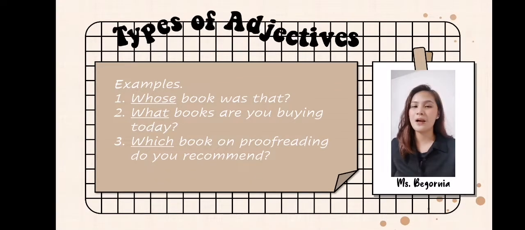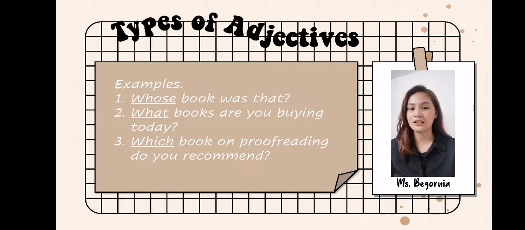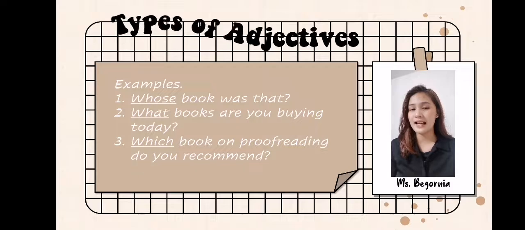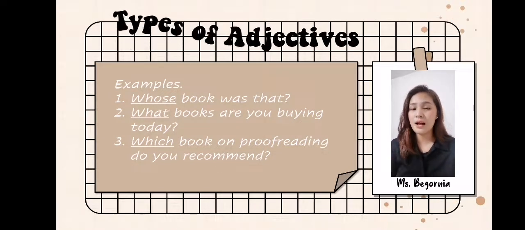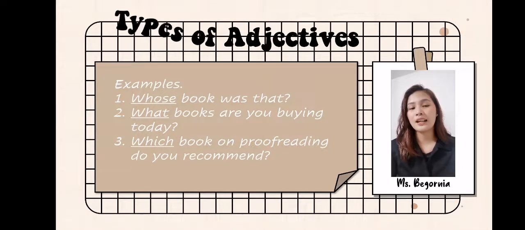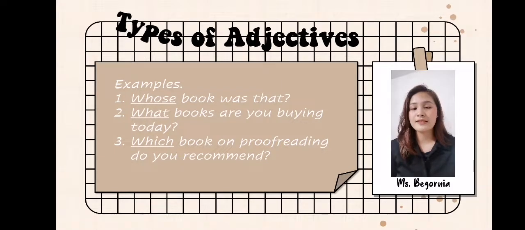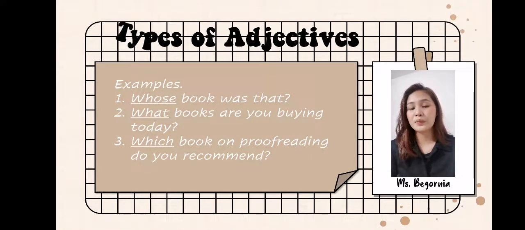Here are some examples of interrogative adjectives used in a sentence. Number 1, whose book was that? It means that the book belongs to someone. So the word whose is creating an interrogative sentence. Number 2, what books are you buying today? It clearly says that he or she has no idea what books he will be buying.